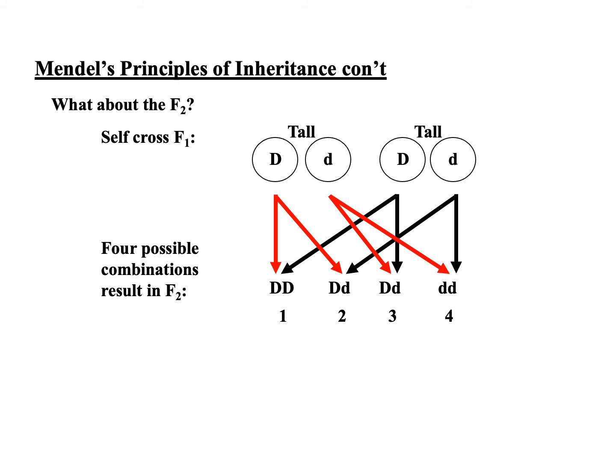Either way you look at it, with a Punnett square or with this a little more complicated arrow-based mechanism, what you see is that the combinations 1, 2, and 3 would result in phenotypically tall plants, and the last combination, indicated by the number 4, would result in a dwarf plant. This also then shows that 3-to-1 ratio that Mendel had described.